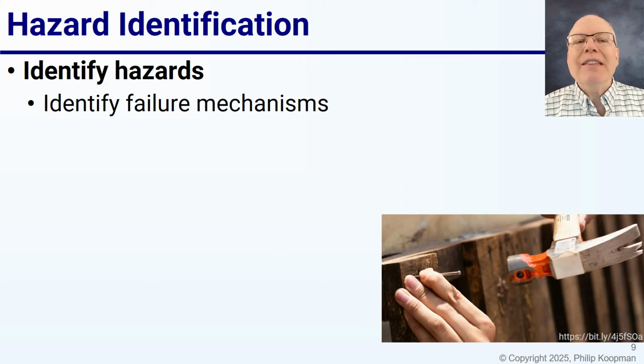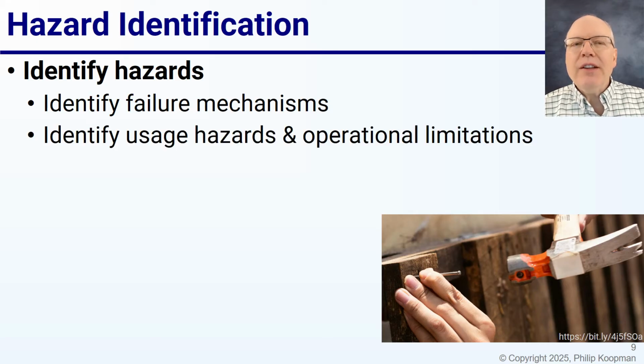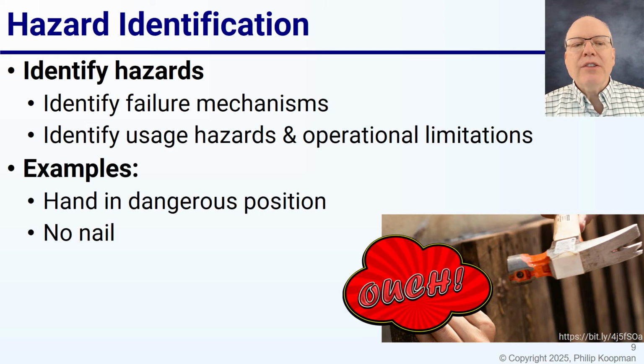Well, the first step is hazard identification. You identify the hazards, and there are two types of hazards usually. And again, this process is the simple version to get the ideas across. The first thing you do is you identify the failure mechanisms. Well, there's a lot of ways things can break or not work as expected, but you also identify usage hazards and operational limitations. Okay, some examples.